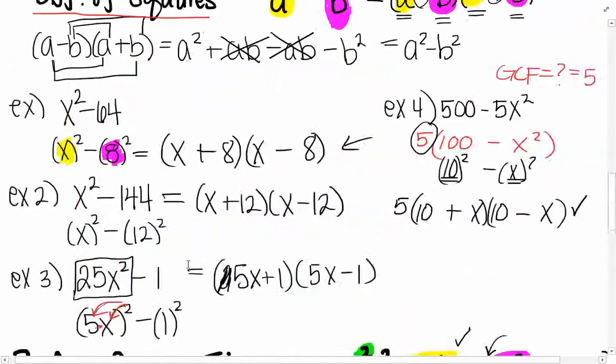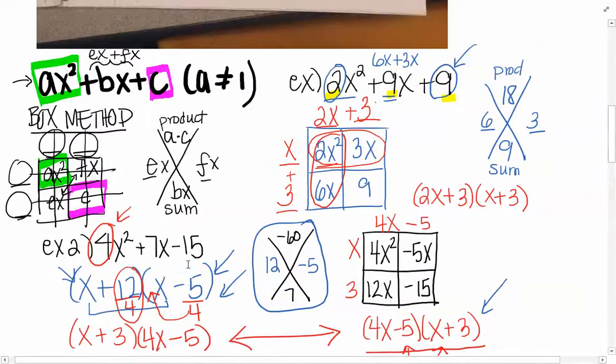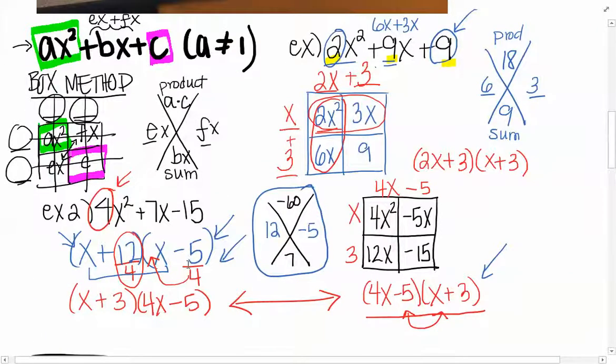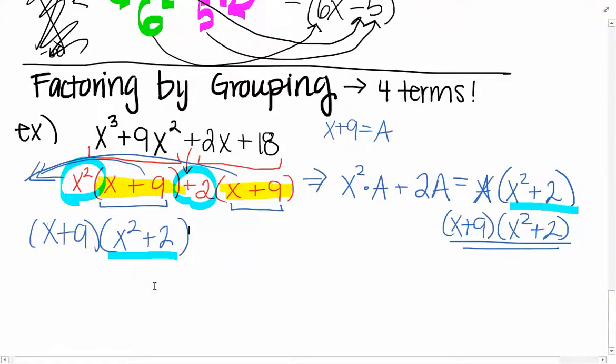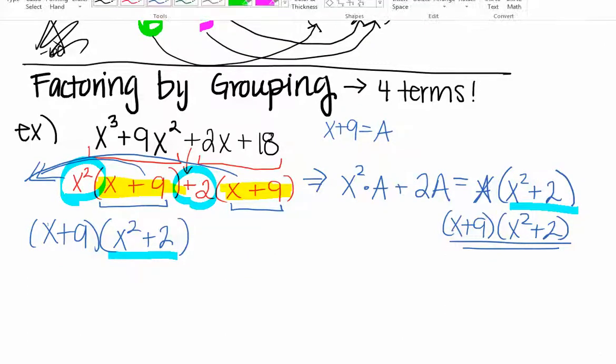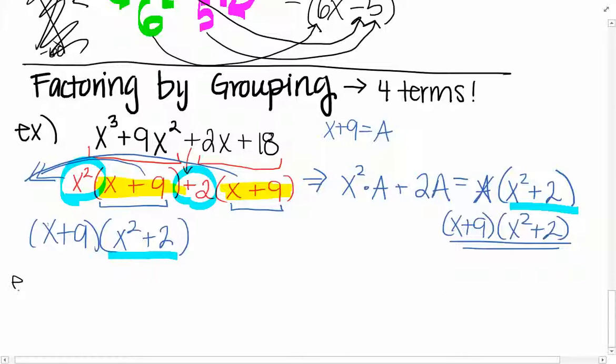Now remember the first one we went over today. I showed you the box method and I showed you this other method, which I don't really have a name for. There's also a factoring by grouping method. Okay, so I'm going to show you the factoring by grouping method. So 2x squared plus 9x plus 9. Now this is not 4 terms, this is 3 terms. So I'm going to show you how to factor this, which is a trinomial where a is not 1, using the factoring by grouping method.